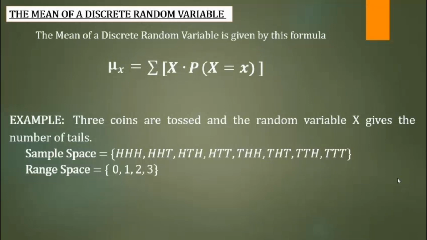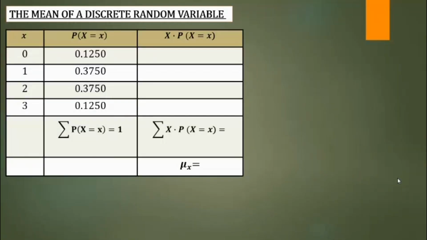So we'll just continue the previous example. Again, 3 coins are tossed and random variable x gives the number of tails. So we have here the sample space and the range space. We already have the first two columns. Next to that, the third column is intended for the product of the random variable x and the probability of random variable x equals x. So you just have to multiply the random variable and then the probability of the random variable.